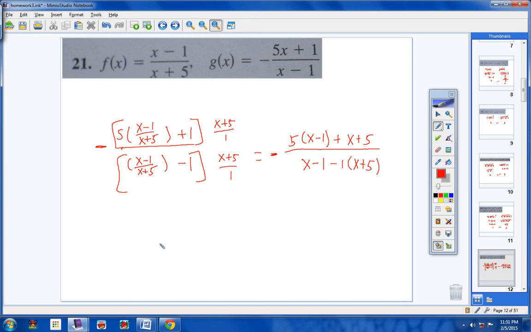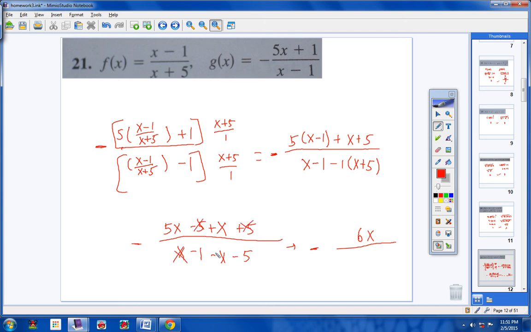Now, let's simplify the numerator. Put your negative sign right here. 5 times x is 5x. 5 times negative 1 is negative 5. Bring down your positive x. Bring down your positive 5. In the denominator, we have a negative 1 being multiplied through. So x minus 1, negative 1 times x is negative x. Negative 1 times 5 is negative 5. So next, put a negative sign here. And then let's see what we got. 5x plus x is 6x. Your positive 5 and negative 5 cancel out.